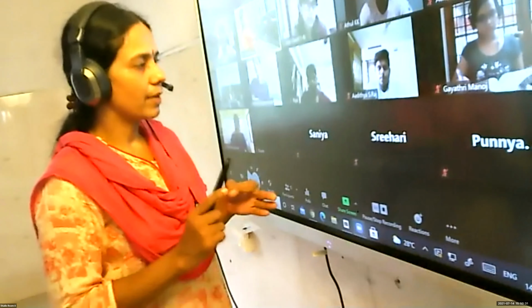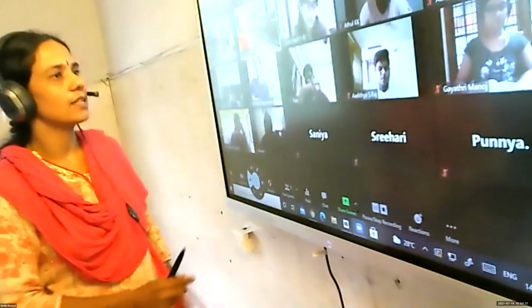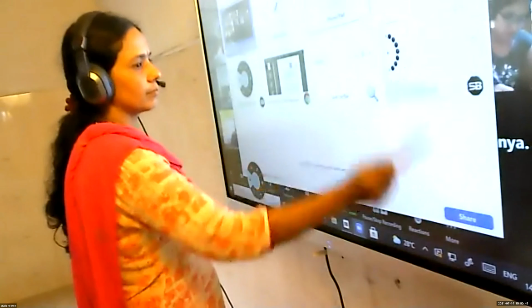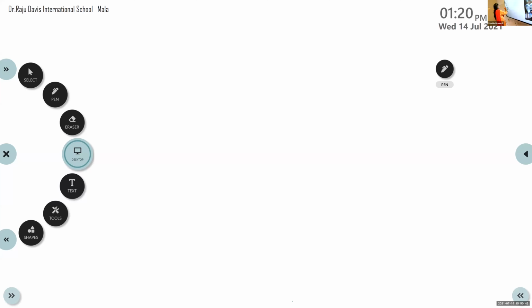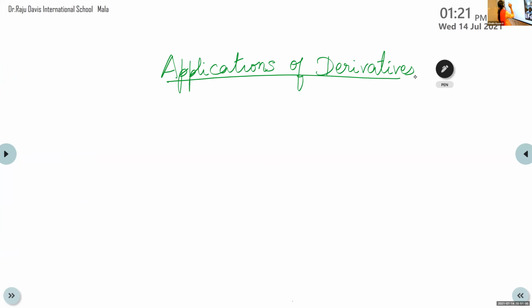Okay. So we are going to start with the new topic. Write down: increasing and decreasing functions. In applications of derivatives, we are going to start with increasing and decreasing functions. Under applications of derivatives, the first topic we are going to learn is increasing and decreasing functions.